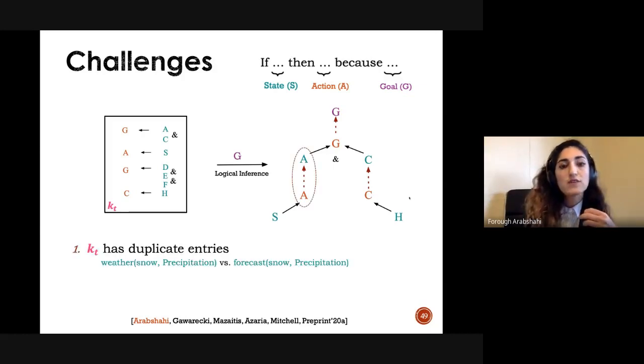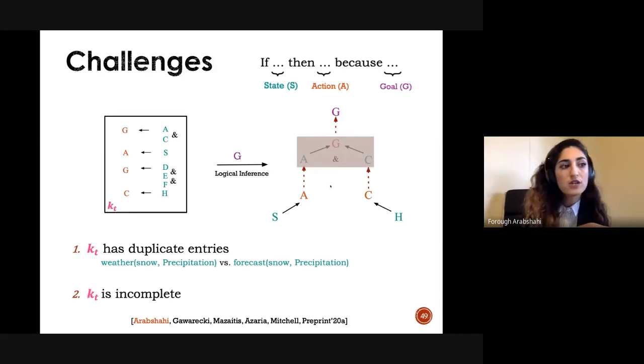The first challenge is that, remember, these if-then statements are from natural language. And since people have different ways of referring to the same thing, this will result in drastically different logical form representations for semantically similar statements. For example, one user can say, if the weather is snowy tomorrow, whereas another person can say, if the forecast calls for snow tomorrow. And these will result in different logic forms and would prevent us from doing this exact match that this proof extraction requires.